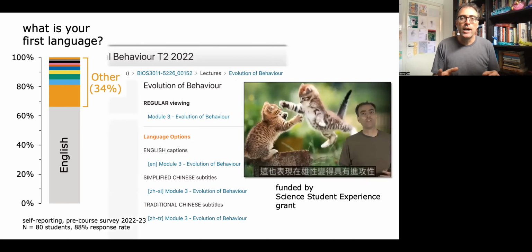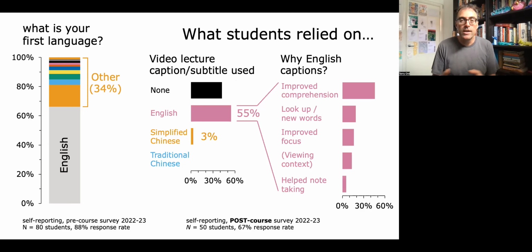I was able to obtain funding through the Science Student Experience grant, which allowed me to first transcribe the videos into English that are then converted into foreign language. And students are simply given the option of watching either regular viewing or one of the captioned or subtitle options that are available. At the end of the course, I would survey the students and ask them, well, which format did you find particularly useful and which ones did you actually use?